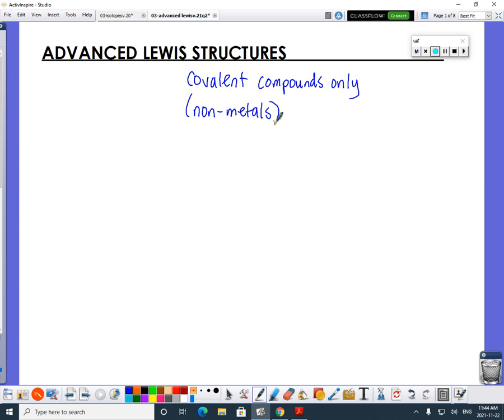Okay, so nonmetals. When you look at the periodic table, nonmetals are really the ones to the right of the staircase. That's not that many choices. So you're going to see the same atoms in the questions over and over and over, which is good. So hopefully you'll start to see a little bit of patterning here.